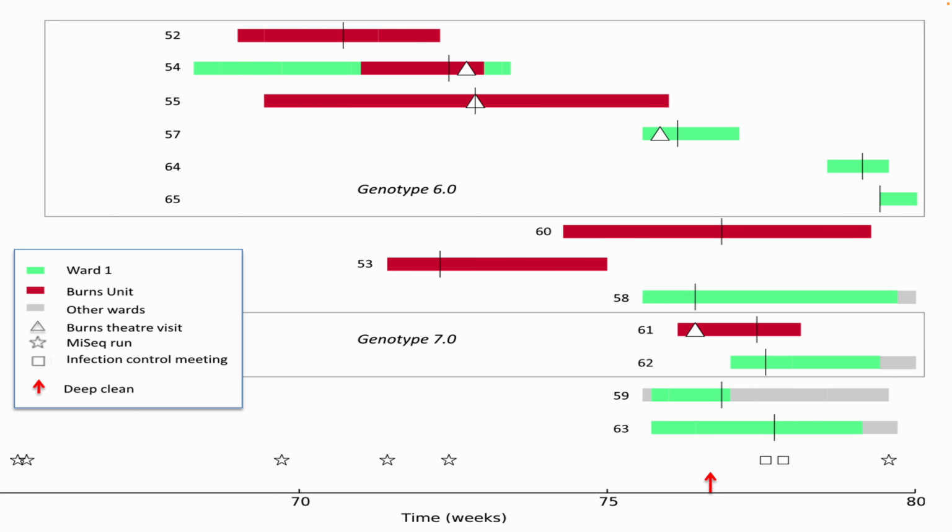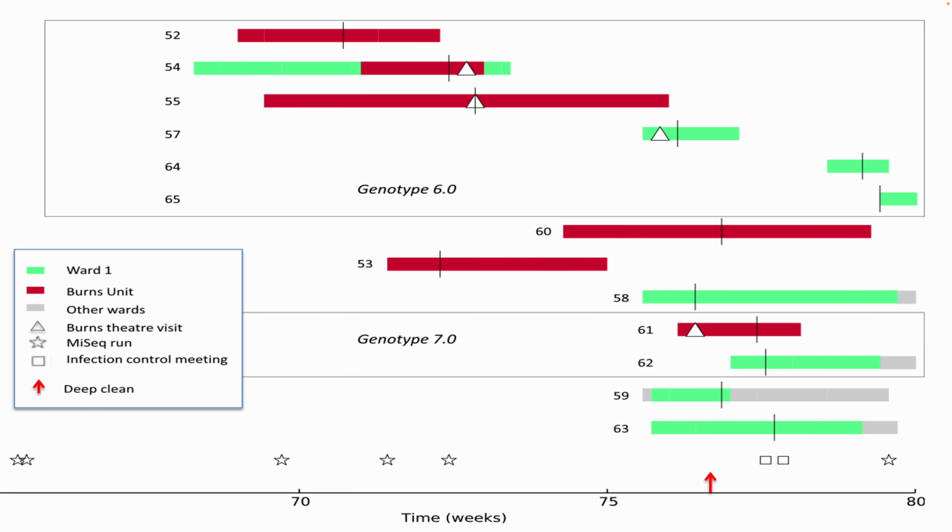We then sequenced isolates from the burns unit, and we found that there were isolates from the burns unit itself that had the same genotype. So it was in the burns unit that this was being transmitted. And once that was realised, you can see there's that red arrow, a deep clean went on, and they actually eradicated the infection from the burns unit. There were a few patients still in Ward 1, but that was brought under control as well. And that marked the end of the outbreak, both in the burns unit and luckily in Ward 1 as well.